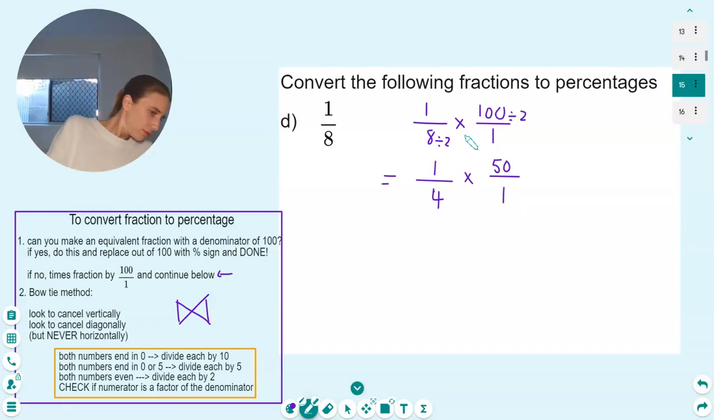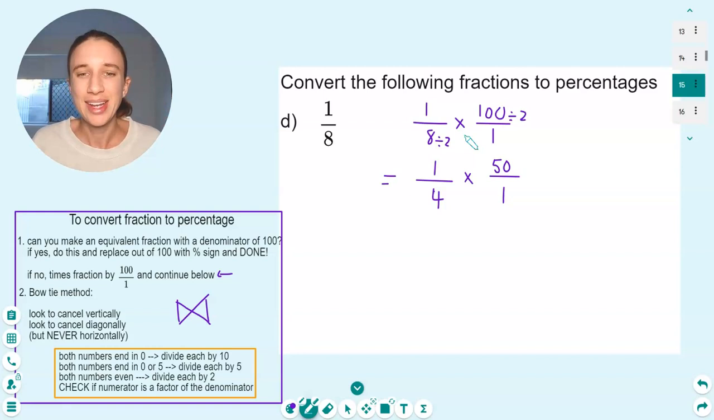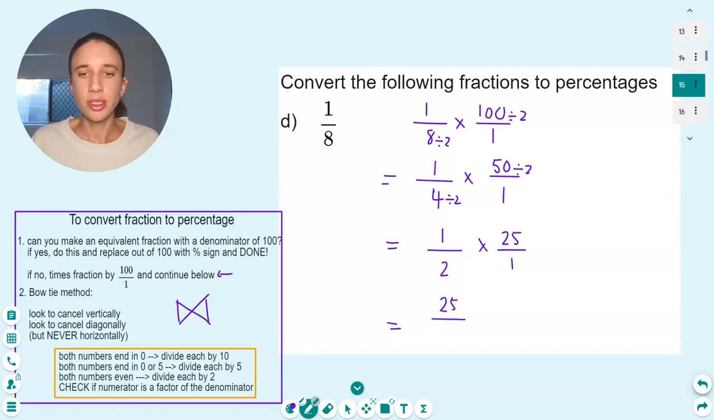And let's, oops, sorry, just checking that my microphone is on. Okay, so then let's see if we can cancel it anymore. Okay, we can, because they're even numbers. So let's just keep dividing by 2. So now it's 4 divided by 2 is 2. 50 divided by 2 is 25. And now that's as far as we can get it, I think, because 2 and 25 do not have common factors. And then we just do how we times fractions is we do numerator times numerator, denominator times denominator. 25 times 1 is 25 over 2.